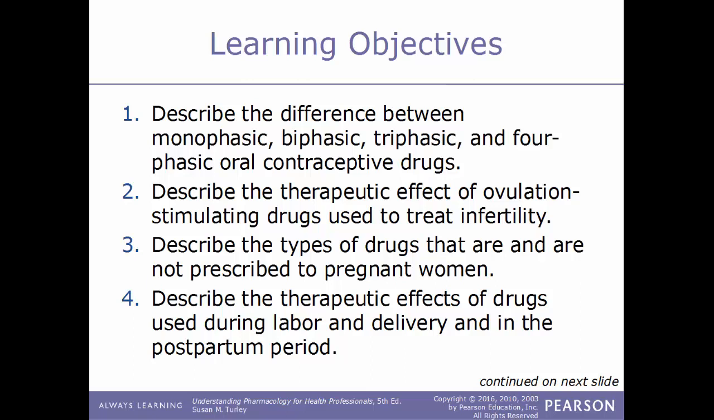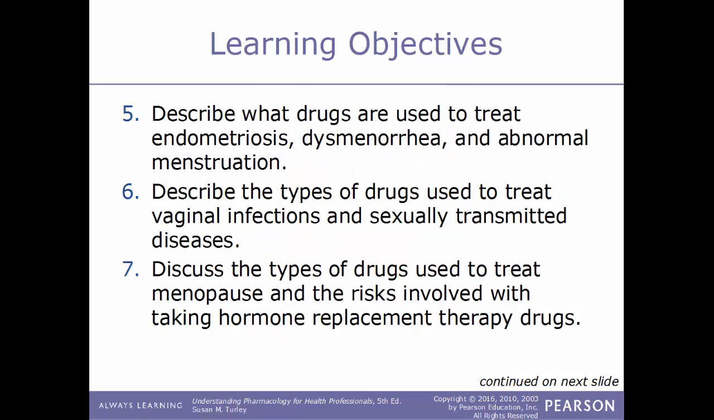Describe the therapeutic effect of ovulation-stimulating drugs used to treat infertility. Describe the types of drugs that are and are not prescribed to pregnant women. Describe the therapeutic effects of drugs used during labor and delivery and in the postpartum period. Describe what drugs are used to treat endometriosis, dysmenorrhea, and abnormal menstruation.